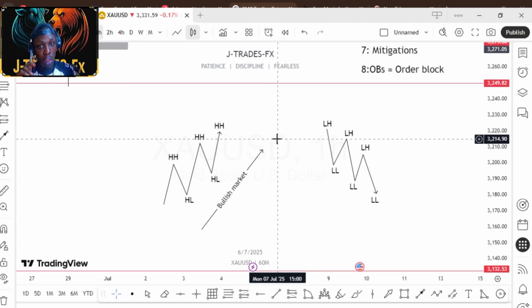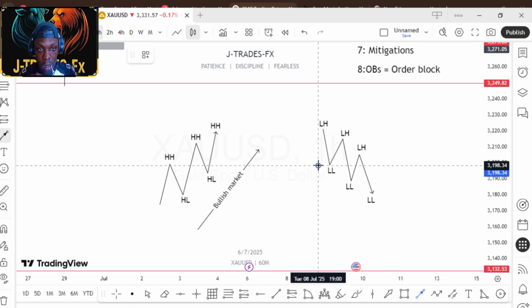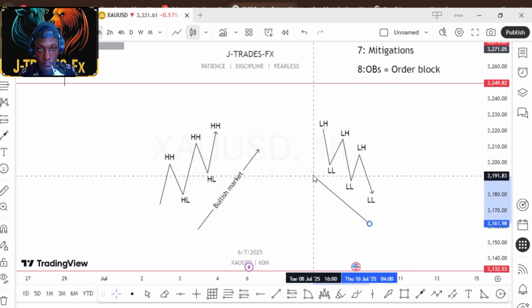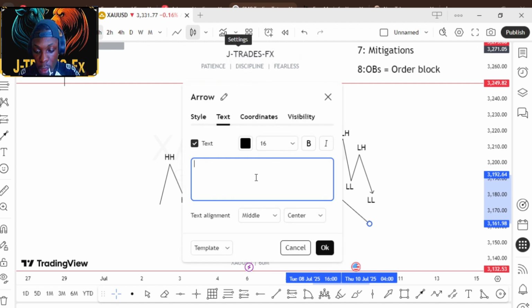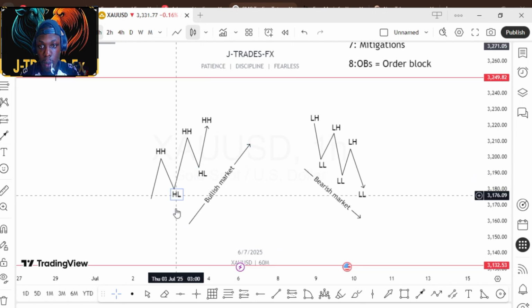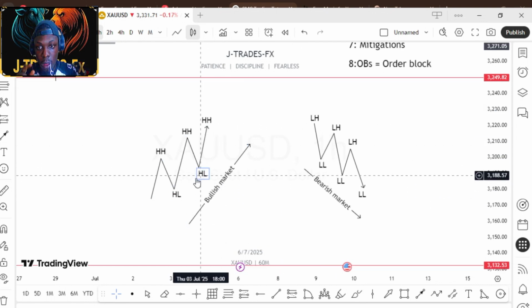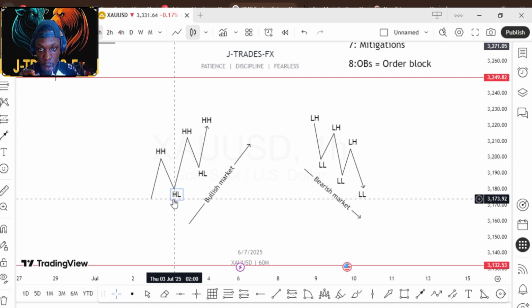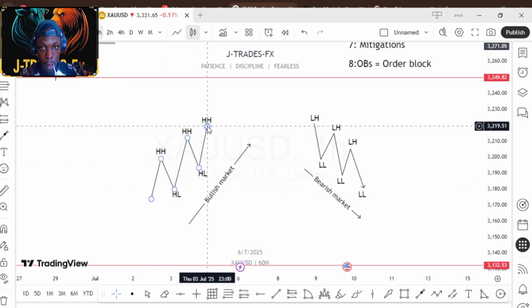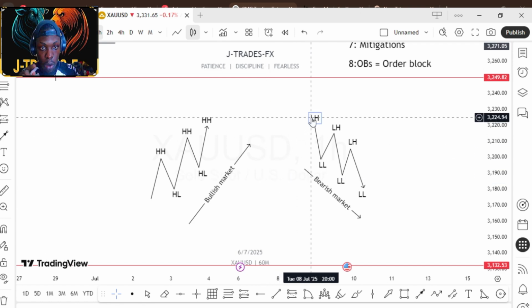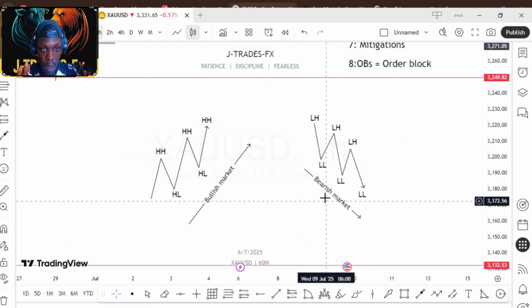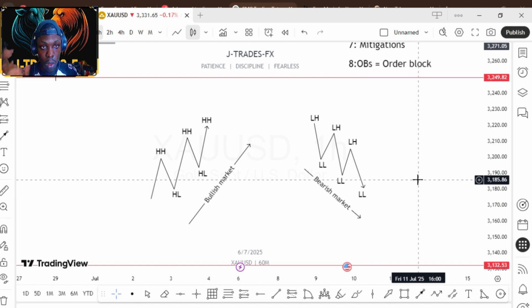So remember, when the market is bullish, it's creating a series of higher highs and higher lows. This is for the bearish. When the market is bullish, trending to the upside, it creates higher highs, higher low, higher highs, higher low, and keeps going. Then lower lows and lower highs are for the bearish market. So you understand, that's the basics of market structure.